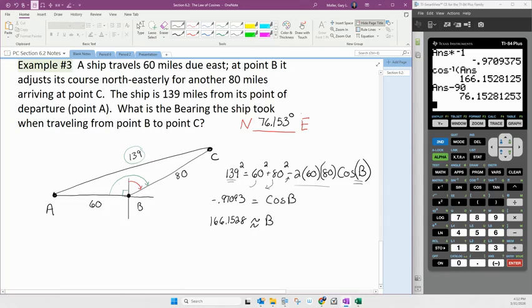All right. So hopefully you can see how the law of cosines and the law of sines work together. When you're dead in the water, you can use the law of cosines. When you have the choice, use law of sines. The math is quicker and easier.